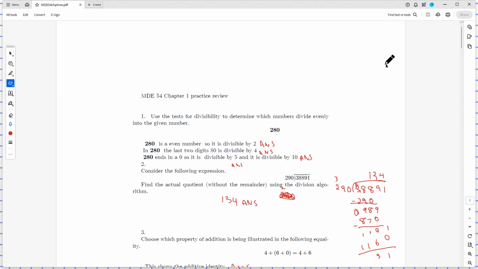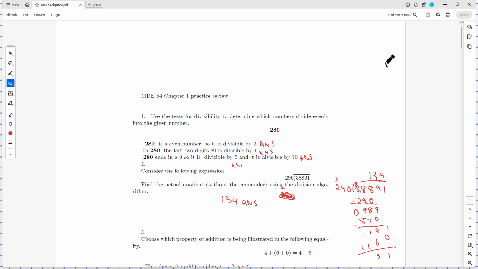It ends in a 0. That's an even number, so it's divisible by 2. The last two digits are divisible by 4, so 4 is a factor. It ends in a 0, so 5 will go into it and 10 will go into it. Those are your answers for number 1.